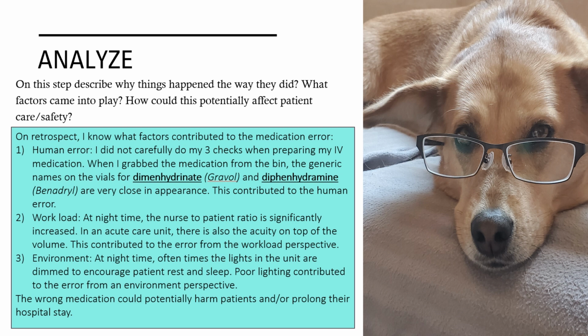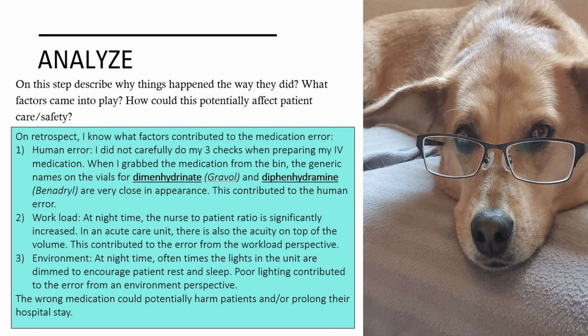So for Gravol, it was dimenhydrinate, and for Benadryl, diphenhydramine. And because they're D and D, they're usually right next to each other, which contributed to the human error from this medication. So second was the workload. Night shift usually has a significantly higher patient to nurse ratio, and in an acute care unit there is the acuity and the complexity on top of that, which I think contributed to the medication error as well, because I was trying to rush.